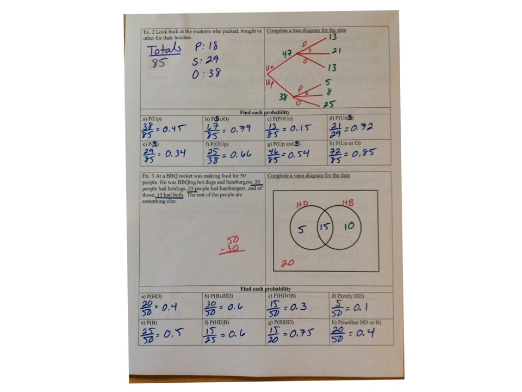Example 3, we're going to look at how to use a Venn diagram to find these probabilities. So at a barbecue, Rocket was making food for 50 people. He was barbecuing hot dogs and hamburgers. 20 people had hot dogs, 25 people had hamburgers, and of those, 15 had both. The rest of the people ate something else, probably chicken or falafel, who knows.